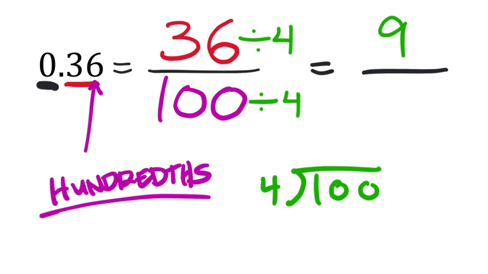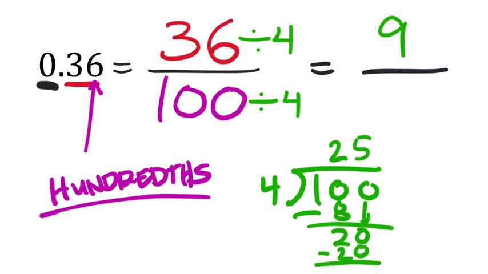So I'd say 4 will not go into 1, but it will go into 10 twice. 2 times 4 is 8. So when I subtract, 10 minus 8 is 2. Then I drop a 0. 4 goes into 20 five times, and 5 times 4 is 20. That zeroes out. And my quotient there, 25, is the denominator. Now what I have here is 9 over 25.